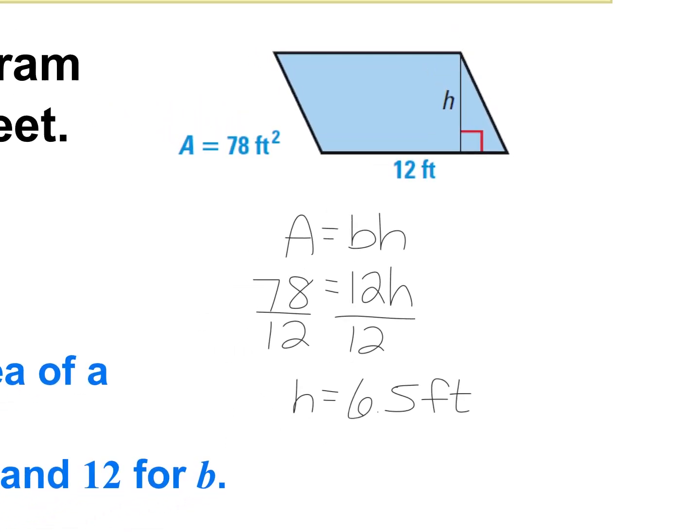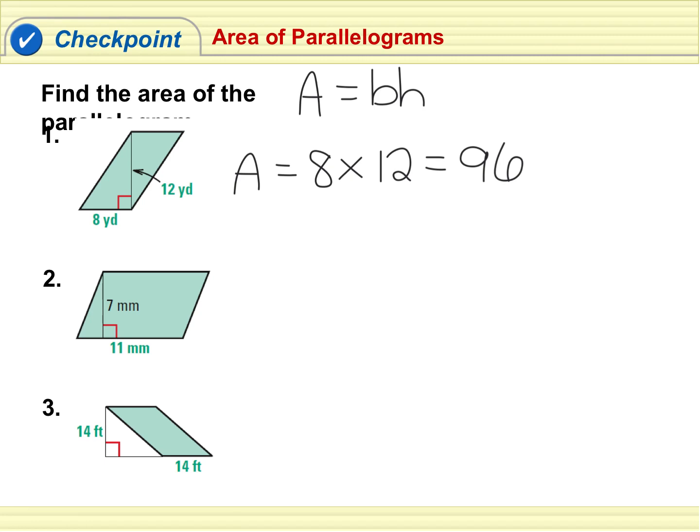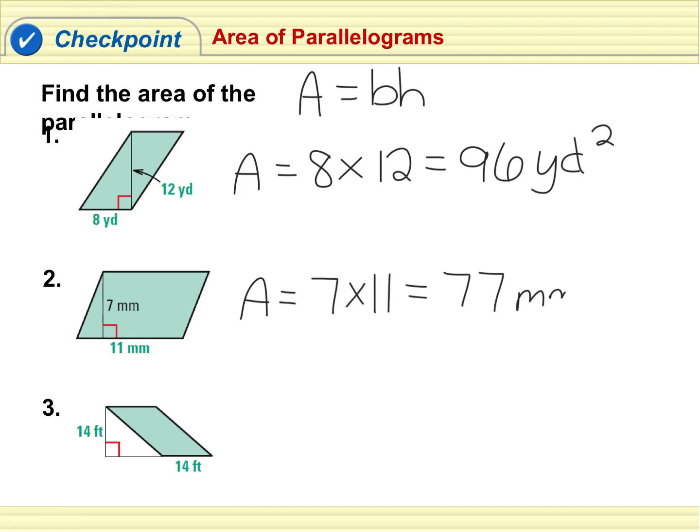Questions on parallelograms? Okay, go and try these 3 on your own. So again, how do you find area of a parallelogram? Area equals base times height. Good. So what do I do on number 1? 8 times 12, which is? 96. What do I have to remember? Good. Yards squared. Okay, number 2, what do I do? 7 times 11? 77? Millimeters squared. Good.